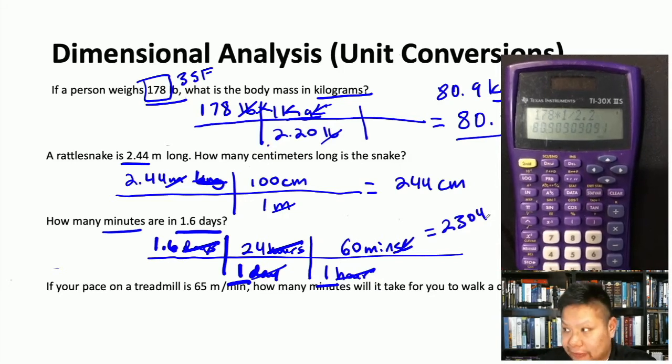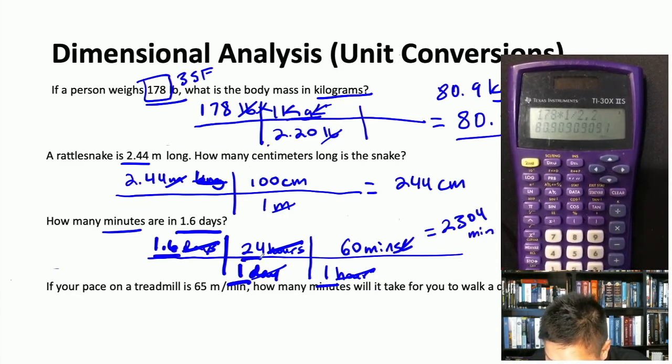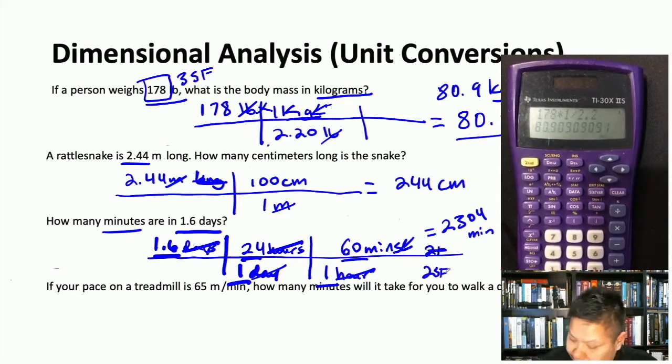But remember your significant figures, right? What's the lowest number of significant figures you have? It's actually 2. 2 significant figures is lowest. So how do you change that to have 2 significant figures? Right now it's got 4. Well, with 2 significant figures, this would actually be 2,300 minutes.